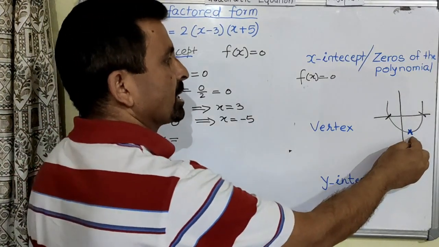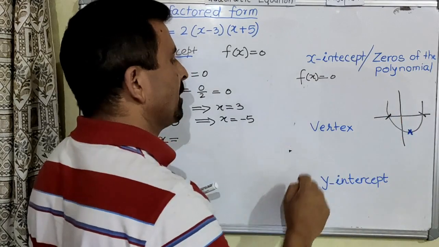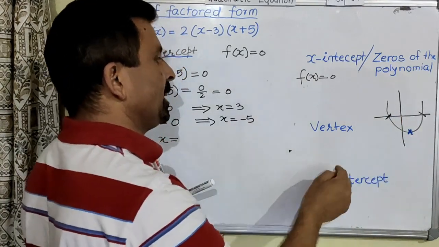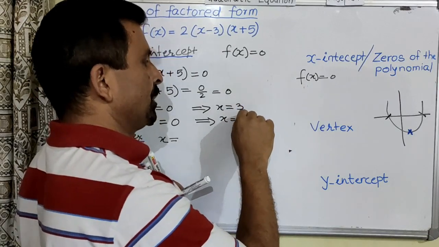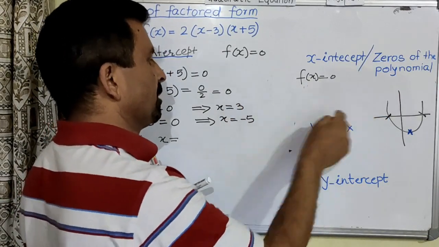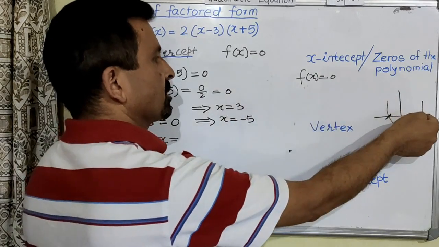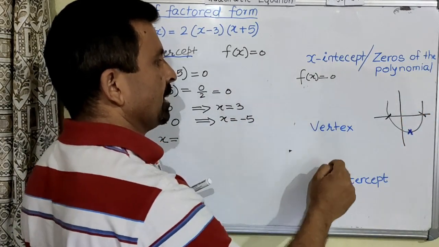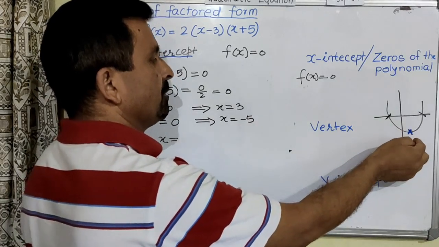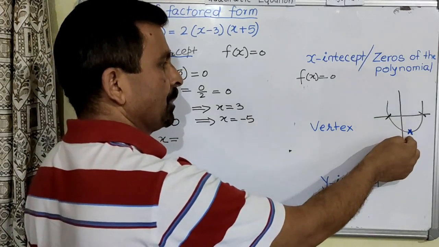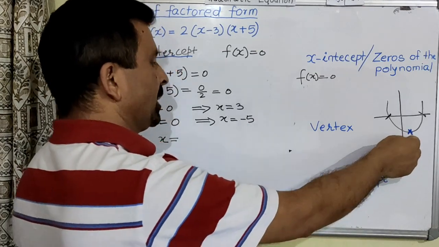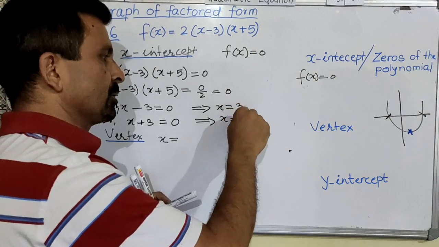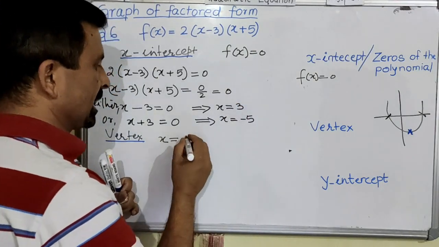Because it is at equal distance from this intercept and this intercept, the value of the vertex x will be the average of these two x values. This is your minus 5 and this is your plus 3. It is at equal distance from plus 3 and minus 5. Therefore, we can find the value of x for the vertex first, by finding the average of the two x intercepts, or zeros of the polynomial. It's a very simple task.